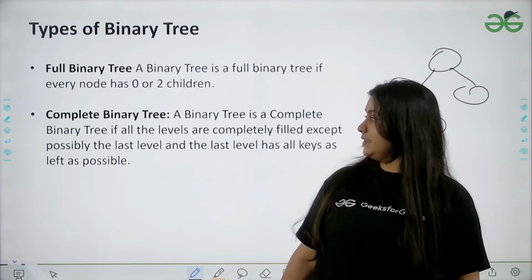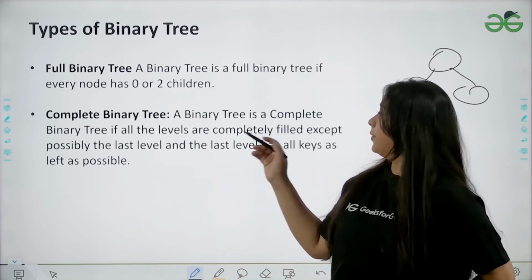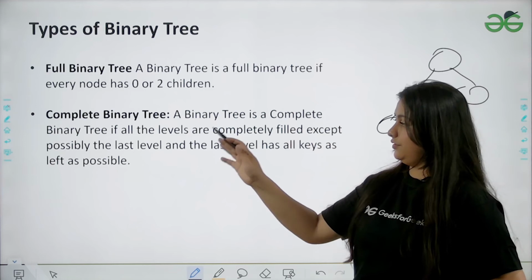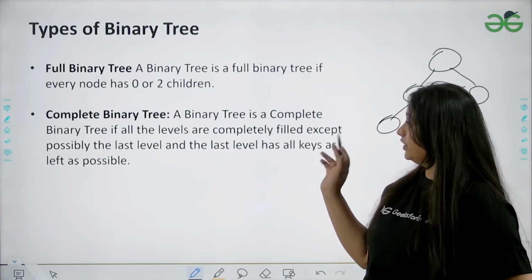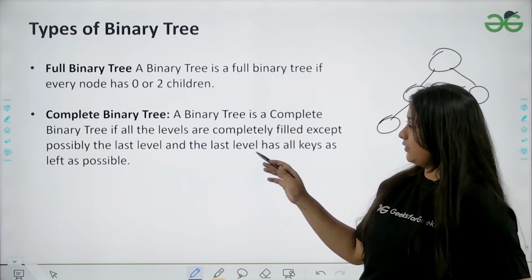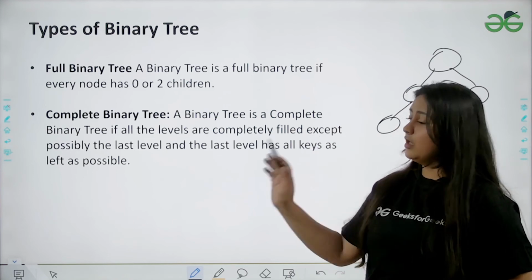Okay, let's see next, which is complete binary tree. A binary tree is a complete binary tree if all the levels are completely filled except possibly the last level, and the last level has all the keys as left as possible.